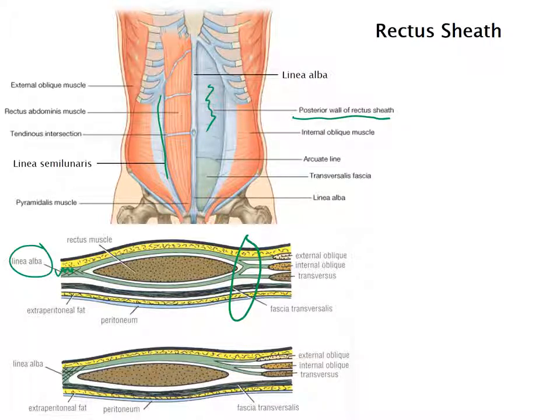Before we go any further, I want to introduce the concept of the arcuate line. The arcuate line is the transition point at which the lower rectus abdominis muscle comes into direct contact with the transversalis fascia. The arcuate line tends to occur about 2/3 the distance between the pubic symphysis and the umbilicus. So here's the umbilicus, here's the pubic symphysis, and so again about 2/3 the distance between those two structures is the arcuate line.